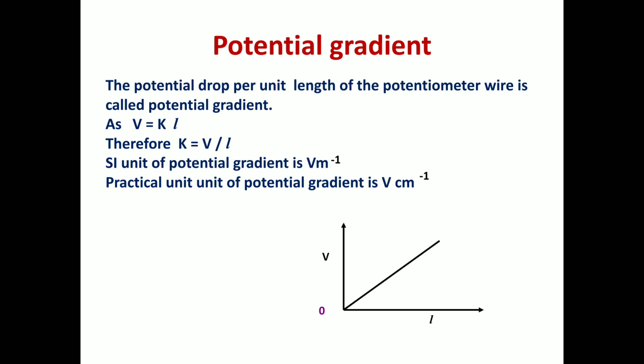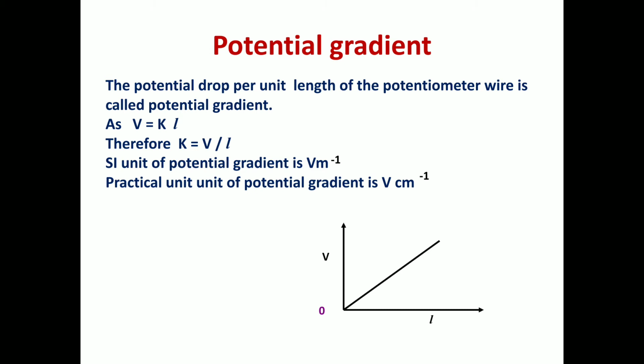Now there is another term known as potential gradient. The word gradient is not new for you. In 11th standard you have studied about gradient, that is anything which is changing with length. So here potential gradient means potential drop, that is the change in potential with respect to length. We can define potential gradient as potential drop per unit length of the potentiometer wire. As you know, V is equal to KL, so K is equal to V by L. This K is called potential gradient.